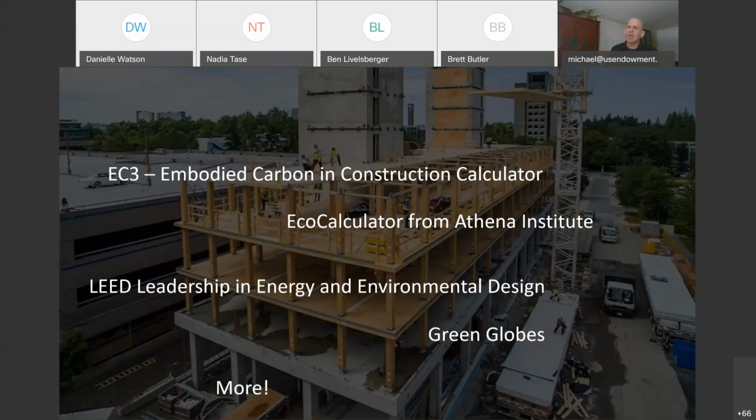There's Green Globes. There are many more of these types of information opportunities out there that help us determine some of the types of material choices that really lead towards sustainability in the built environment. And what's interesting is not all of these treat forest products the same way, as you probably very well know. And so, for example, in the EC3 calculator, we've got some significant challenges because of what they're asking for.